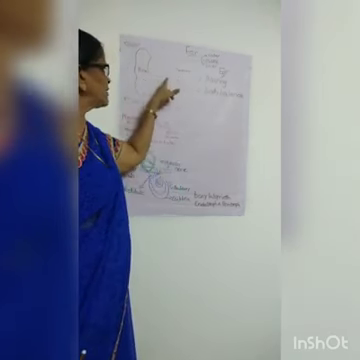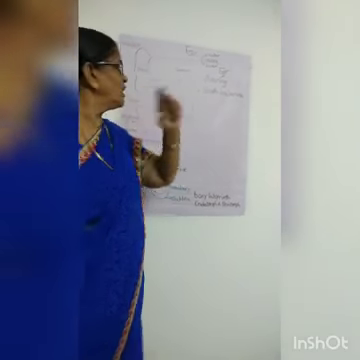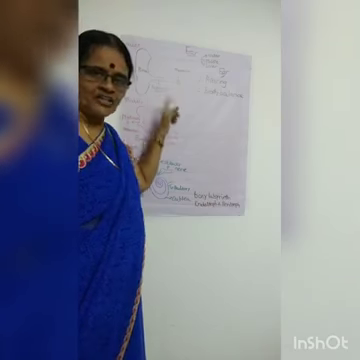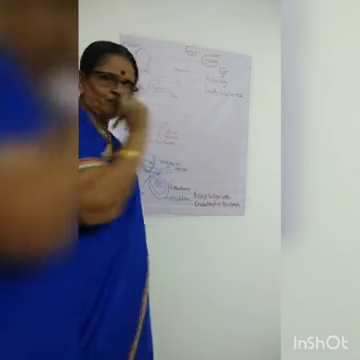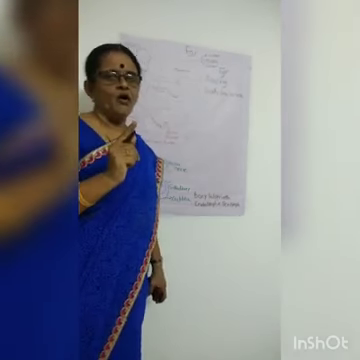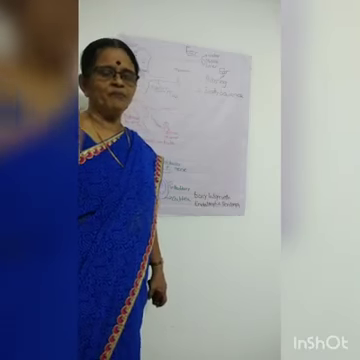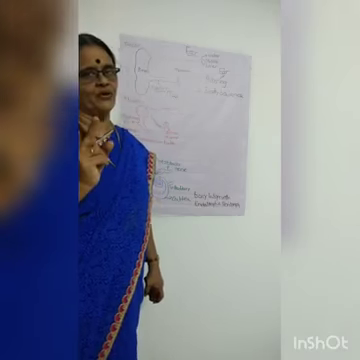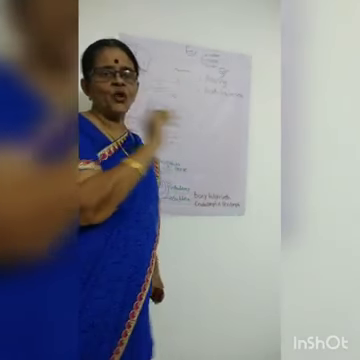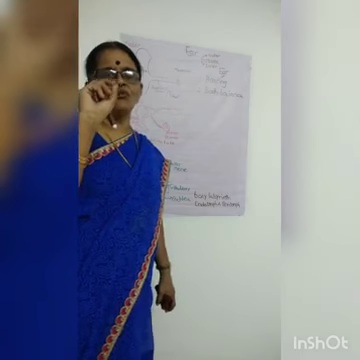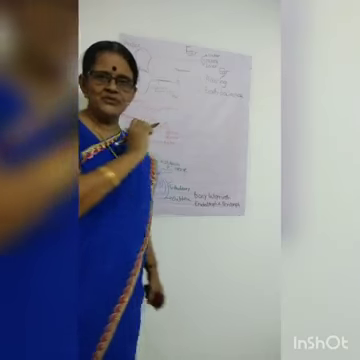Then from the pinna it leads to a canal. That canal is called the auditory canal, or the ear canal. Now this auditory canal, or ear canal, has wax producing glands. So here we have the wax producing glands.